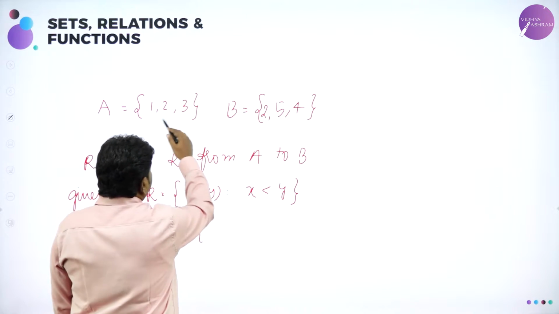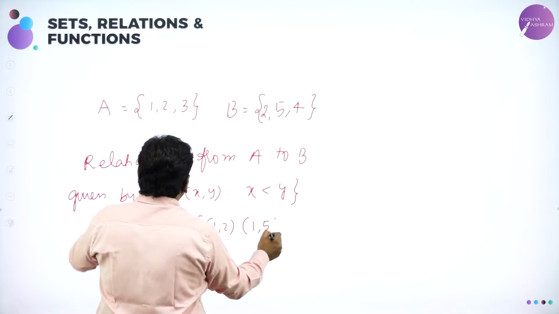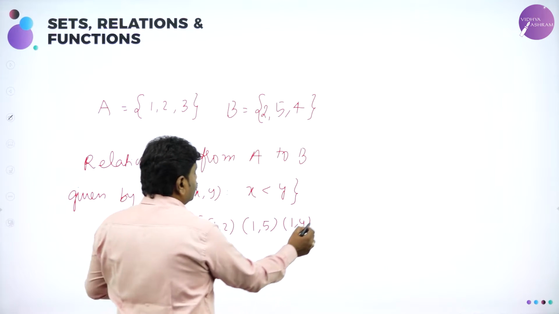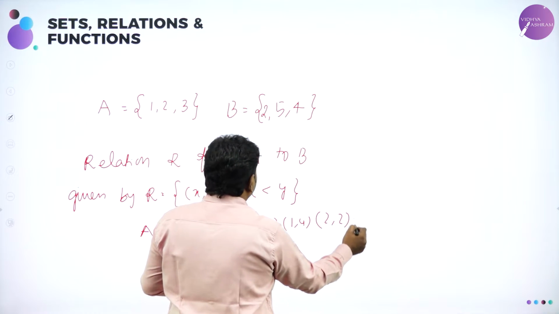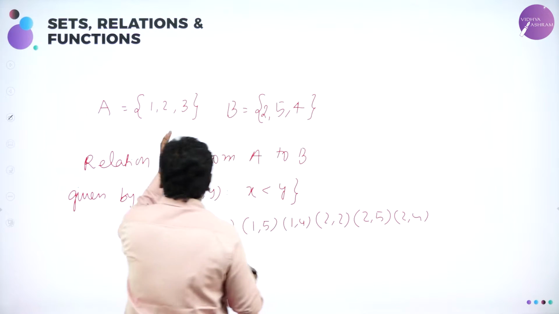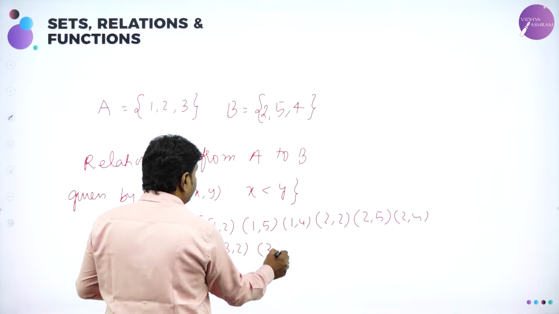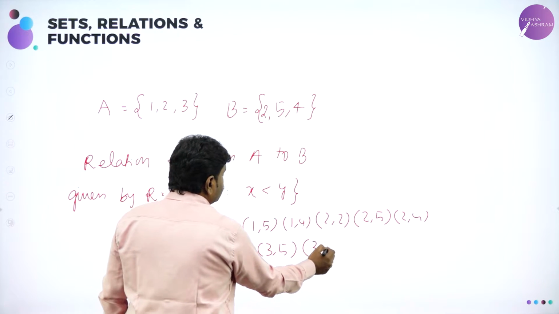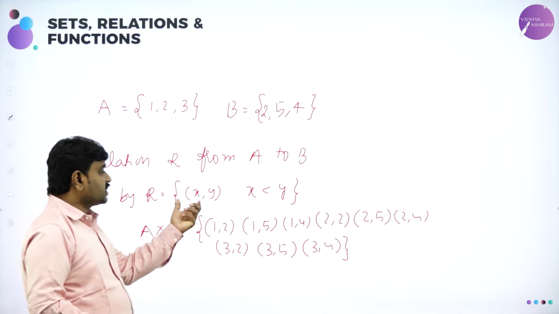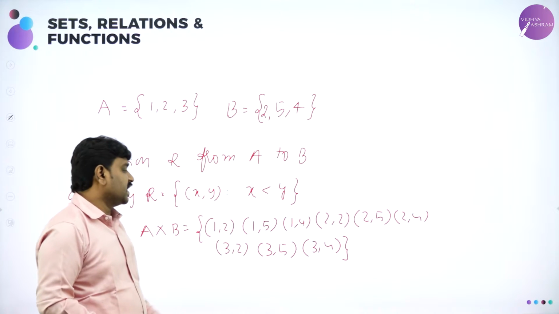The ordered pairs are 1 2, 1 5, 1 4, like that, then 2 5, 2 2, 2 4, then we have 3 2, 3 5, 3 4. So I wrote A cross B. Now, the relation they gave. What is the relation? The relation contains ordered pairs x, y such that the first element should be less than the second element.